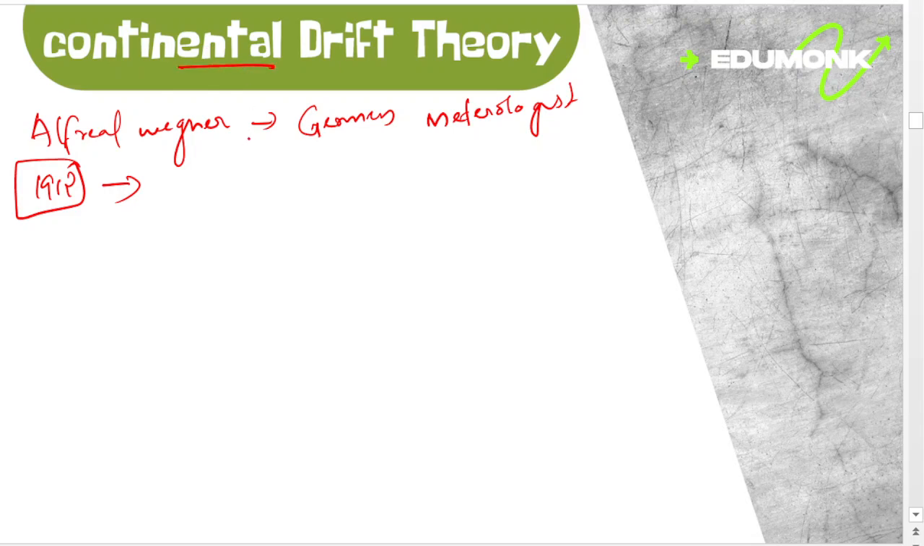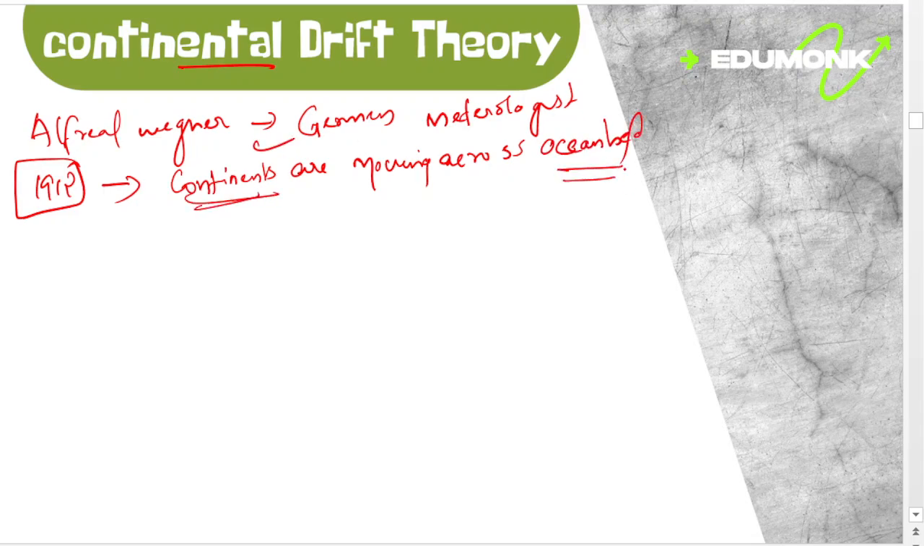The continental drift means the continents are moving across the ocean bed. This is known as continental drifting. And this drifting is not a sudden process. It will take time to drift.